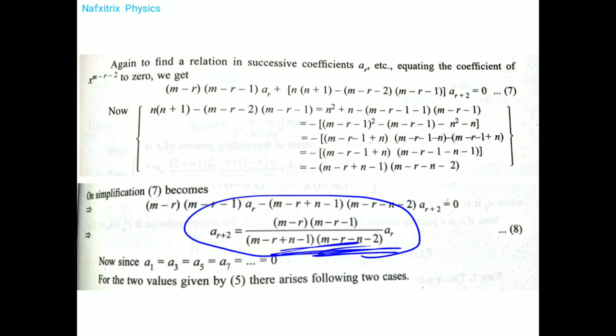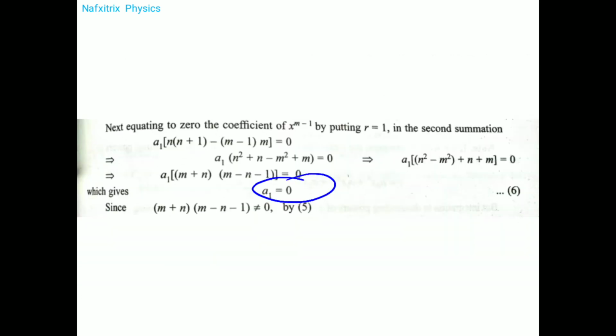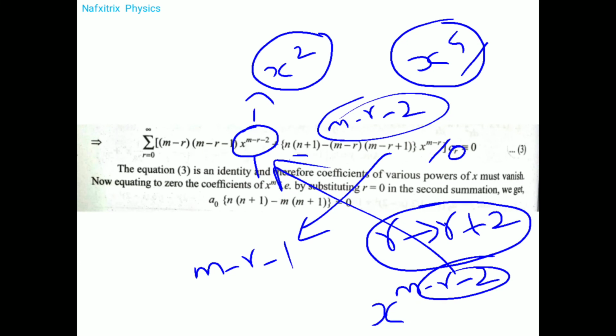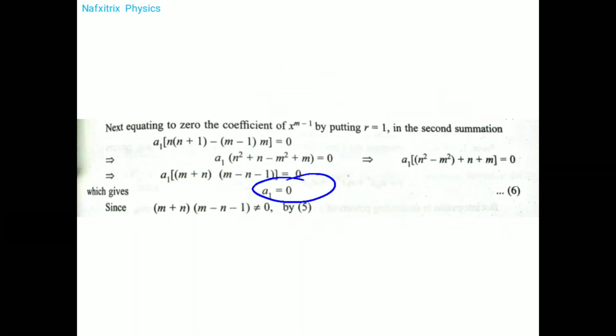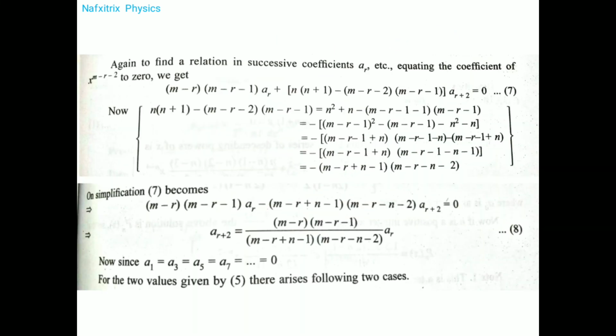Now since a1 equals a3 equals a5 equals 0, how are they saying that? Actually, we have found that only a1 equals 0. But they are saying a3, a5, a7 are also 0. This is based on this formula only. If we place r equals 1 in this formula, this one would become a1 and this one would become a(1+2), that is a3. As you know that a1 is 0, and 0 into anything is 0, so a3 is 0.